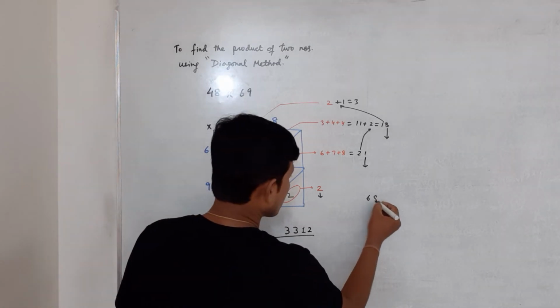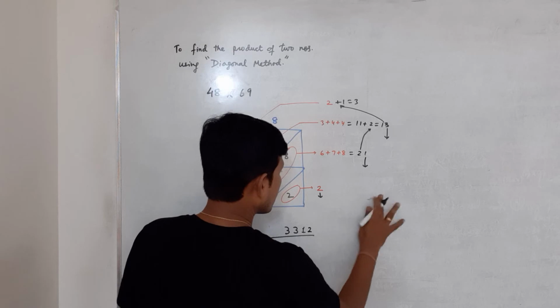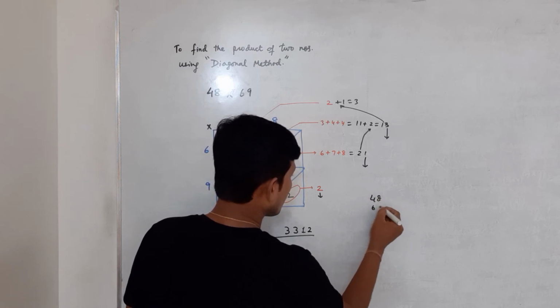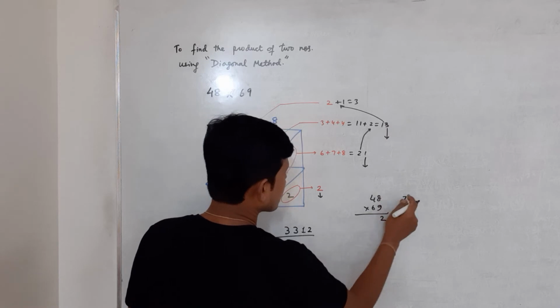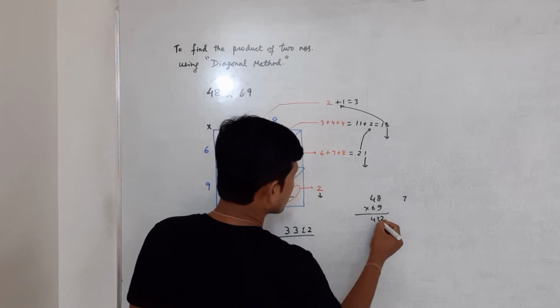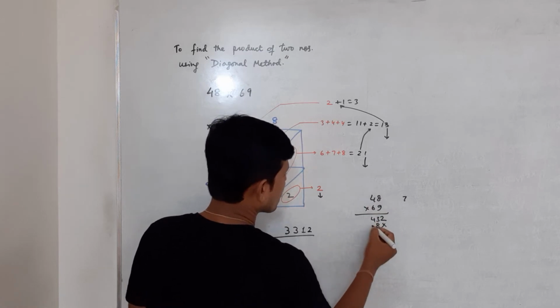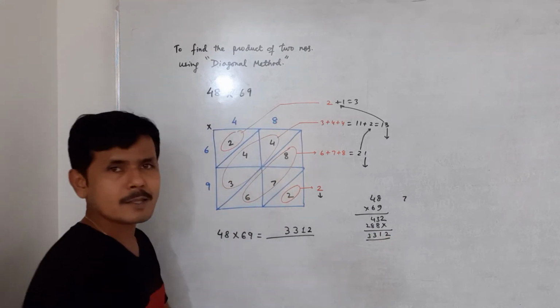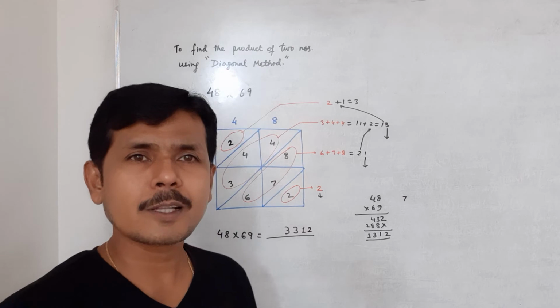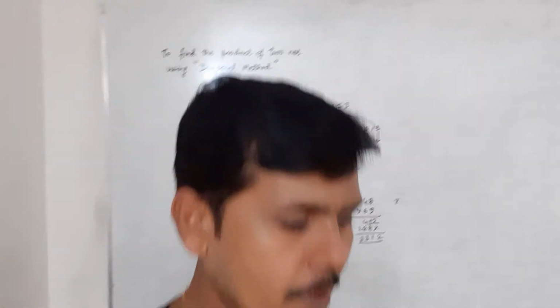You can see 48 times 69. Let us multiply it. 9 times 8 is 72, carry 7. 36 plus 7 equal to 43. Now 6 times 8 is 48, 4, 24 plus 4, 28. Add up, 2, 1, 3, 3. So you got the same answer. I hope it is clear. Let us take another example.